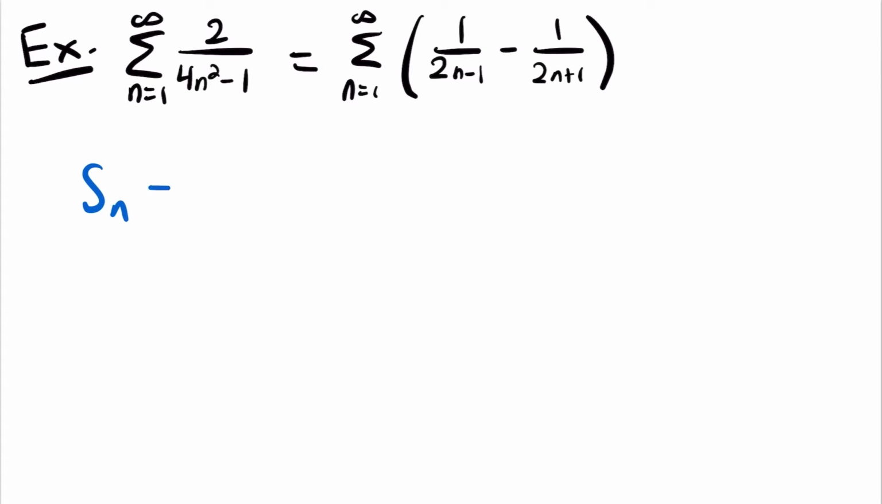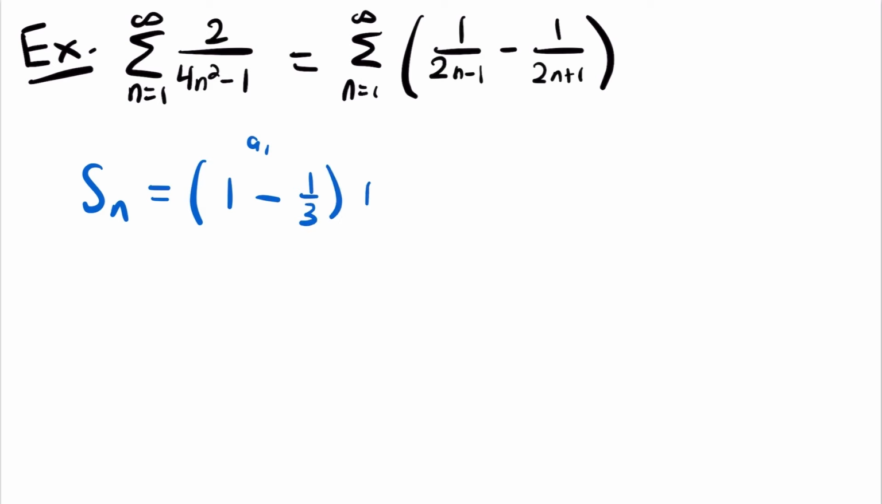And so we'll start with our first term, a sub 1. If n is equal to 1, we have 1 divided by 2 times 1 minus 1. 2 times 1 is 2, minus 1 will be 1. So we have 1 divided by 1, which is just 1, minus 1 divided by 2 times 1 plus 1. 2 times 1 is 2, plus 1 is 3, so we're subtracting 1/3.